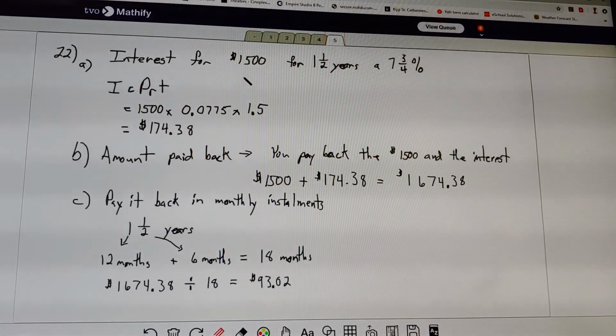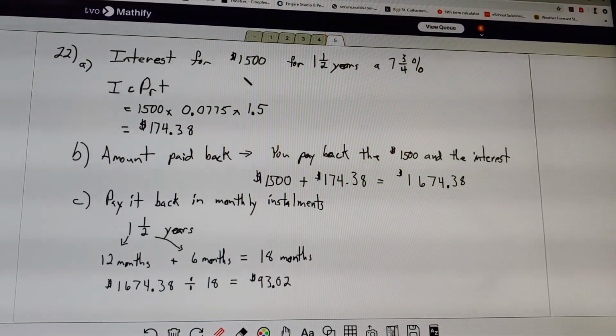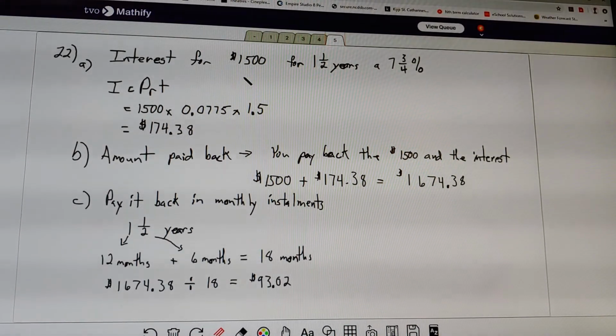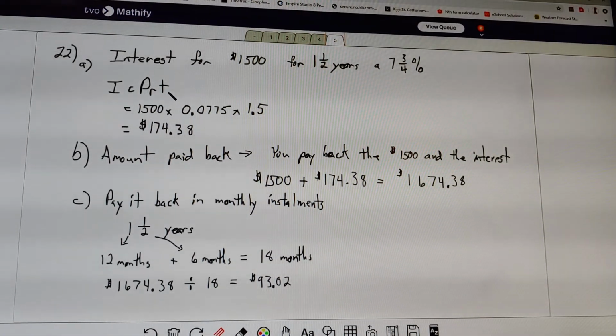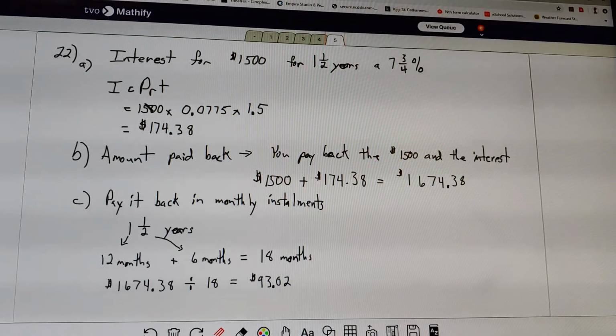Okay, number 22 said, Jamie borrowed $1,500 from her mom. She promised to repay the money in 1.5 years with simple interest at 7.75%. Okay, so again, we need the interest formula. I is equal to PRT. Principal times the interest rate times the time in years.